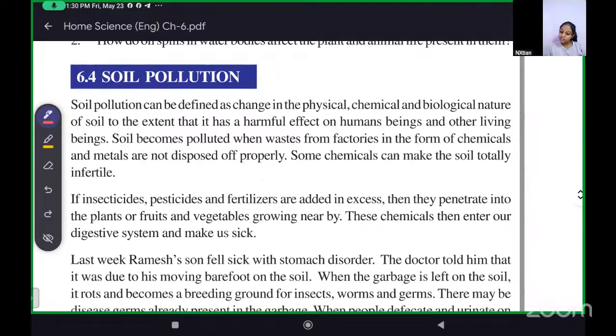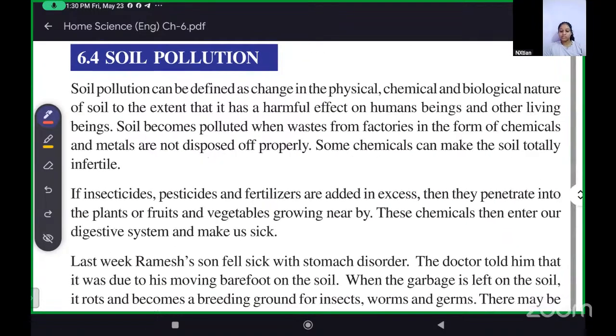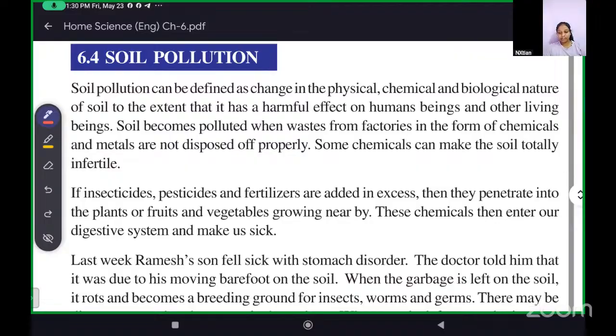Now, soil pollution. Soil pollution can be defined as change in the physical, chemical, and biological nature of soil to the extent that it has a harmful effect on human beings and other living beings. What is the meaning of change in physical, chemical, and biological nature of soil? What do you understand by this statement? Can you tell me?